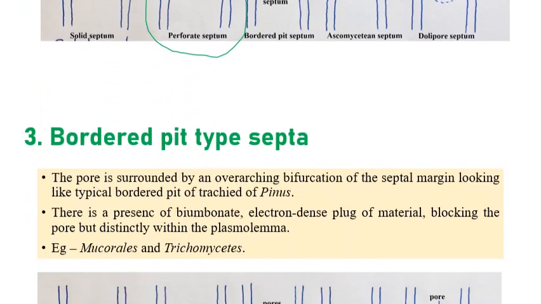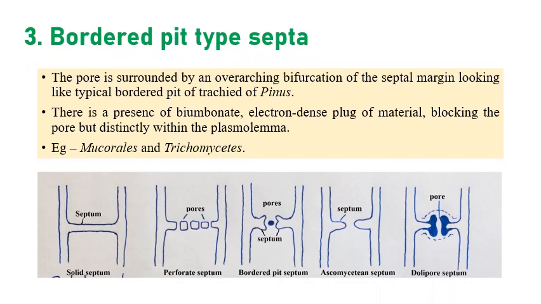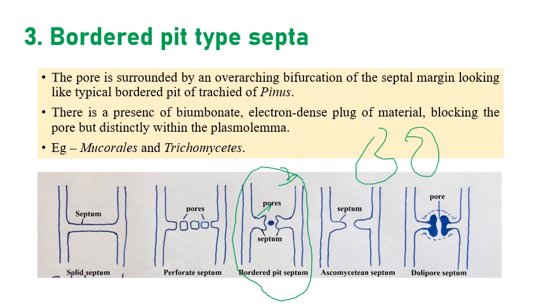When it comes to the third one, the bordered pit type of septa, we can clearly observe these bifurcations, right? If you see here, bifurcations are observed. This small pore is surrounded by overarching bifurcations. These are all the bifurcations, okay? So these bifurcations surround a small pore inside.